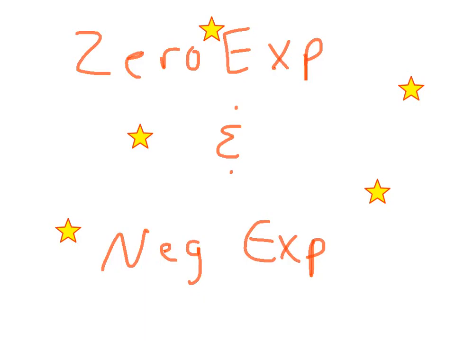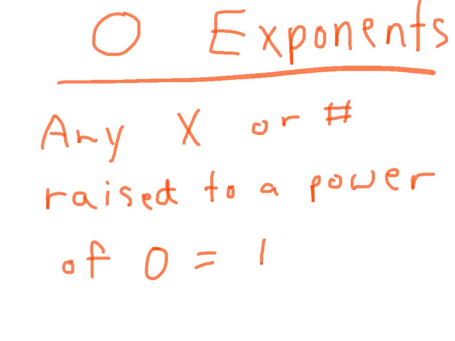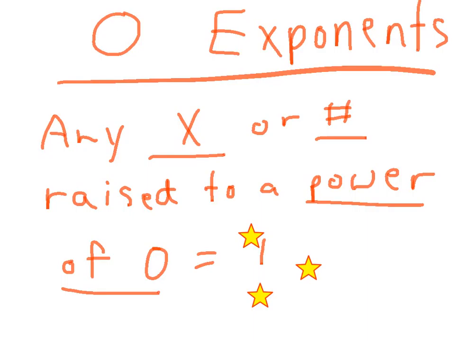Alright, today we're going to talk about zero exponents and negative exponents. There's only one real rule that you need to remember with zero exponents. If you have any variable, it could be a number, it could be a letter, it could be anything, that is raised to a power of 0, it is always going to equal 1.